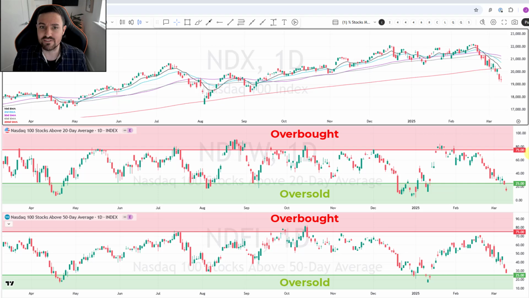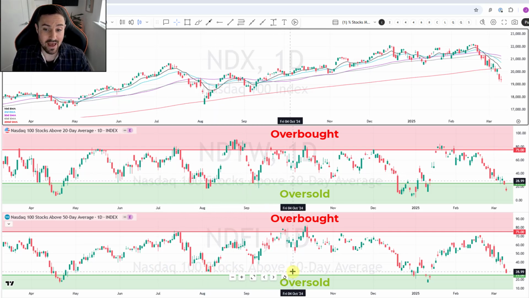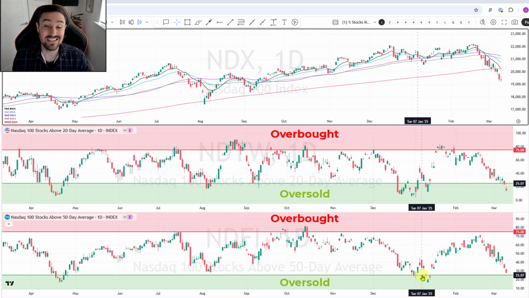So let me just outline for you, what are you currently looking at? So we have three panels. Okay, we have the NDX on the top, which is the NASDAQ 100 index. On the middle one, we have the NDTW, which is the NASDAQ 100 percentage of stocks above their 20-day moving average. On the bottom, we have the NASDAQ 100 stocks above their 50-day moving average, but this is going to be in percentages. Okay, so you see this 75 and this 25 here for NDTW, and 75 and 25 for NDFI. That's percentages. Okay, so it's obviously 0% to 100%.